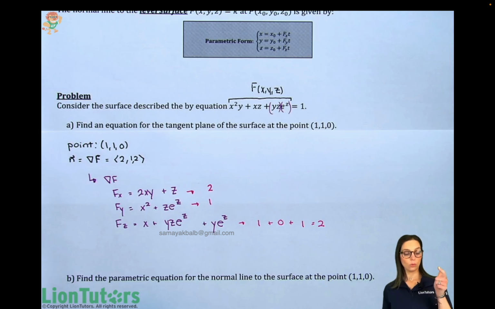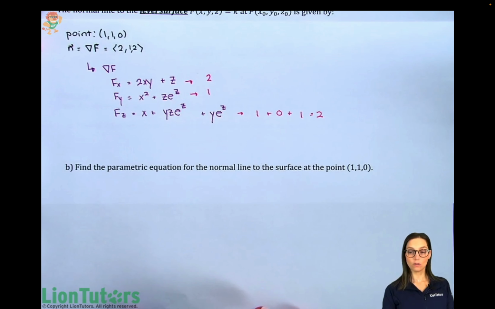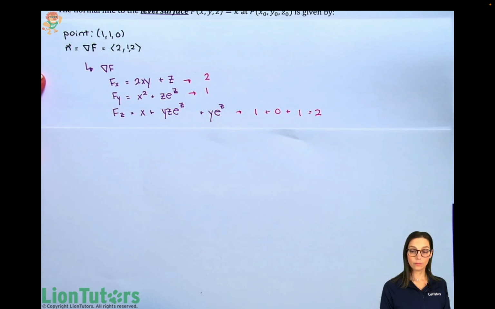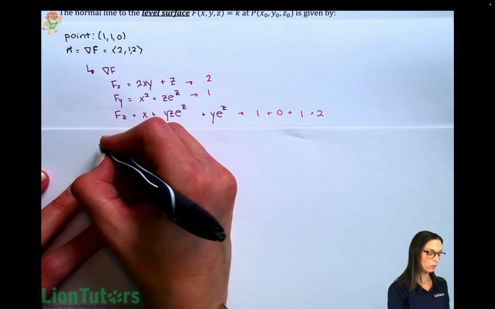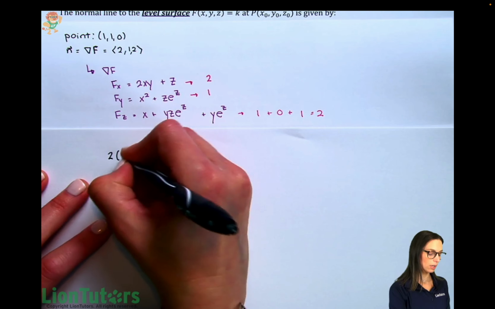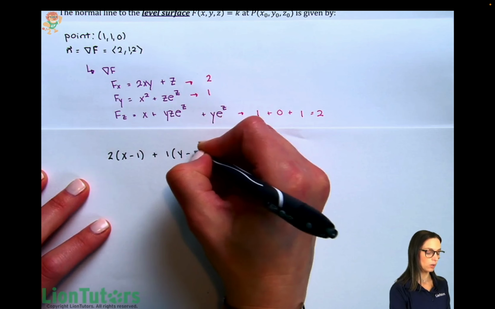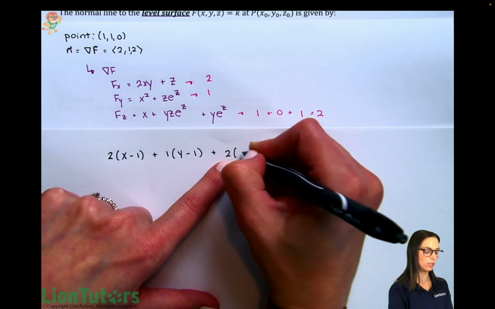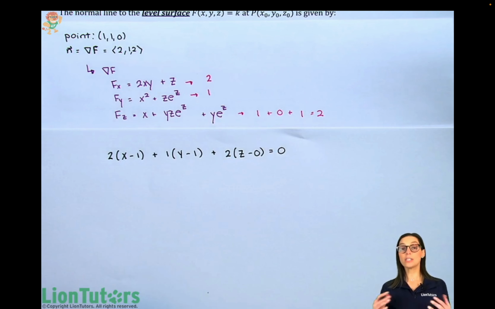So now we have a point, we have a normal vector, so we can find the equation of that tangent plane. Anytime you want to find the equation of a plane, we're going to use the x component of your normal vector times x minus the x value of the point, plus the y value of your normal vector times y minus the y value of our point, plus the z component of our normal vector times z minus the z component of our point, and set it equal to 0. Okay, so this is just the equation of the plane.